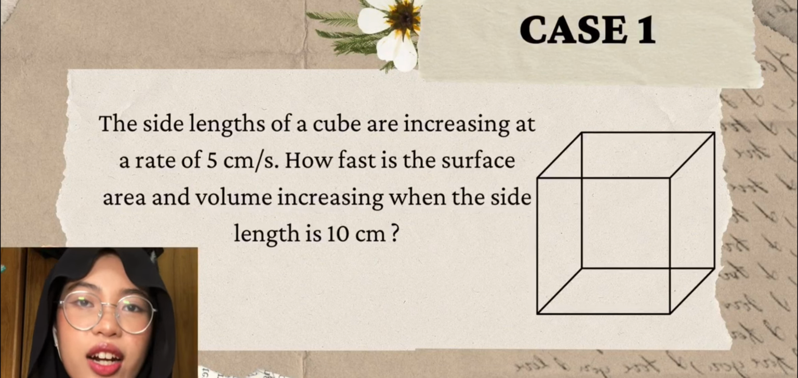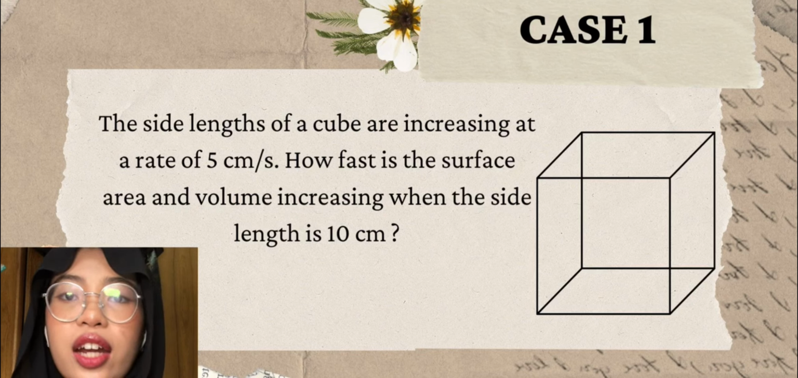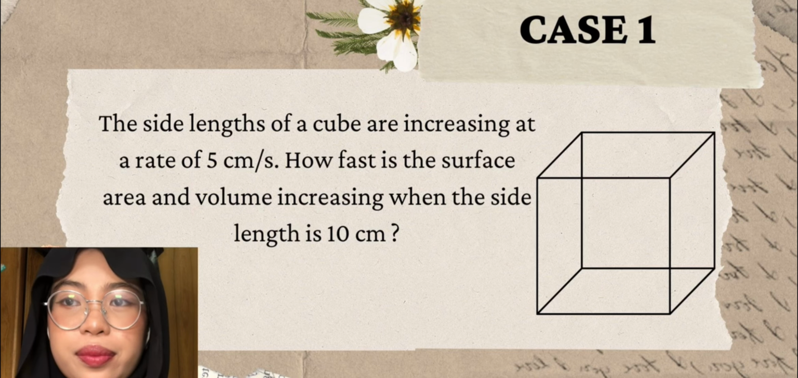First, let us start with case number 1. The question is, the side length of a cube is increasing at a rate of 5 cm per second. How fast is the surface area and the volume increasing when the side length is 10 cm?